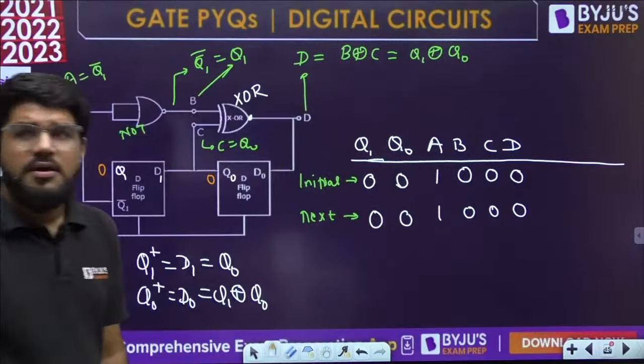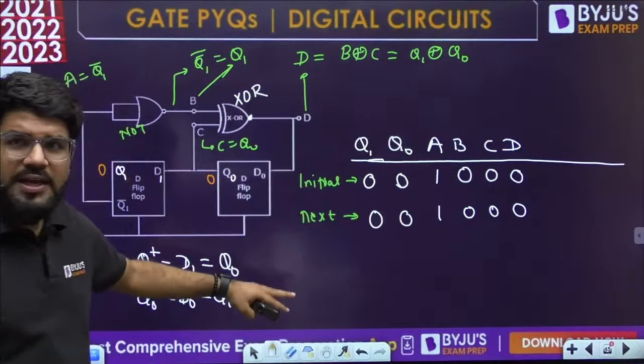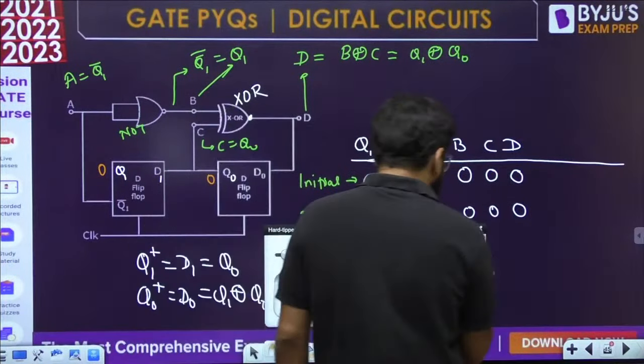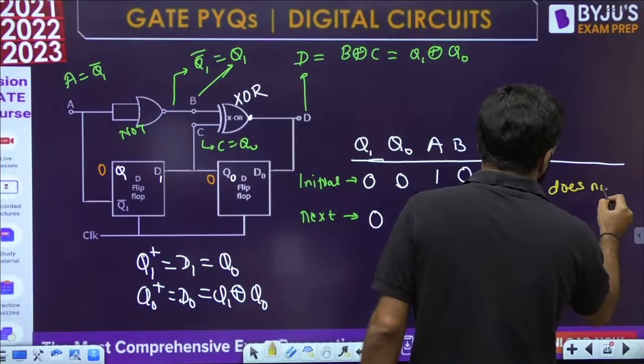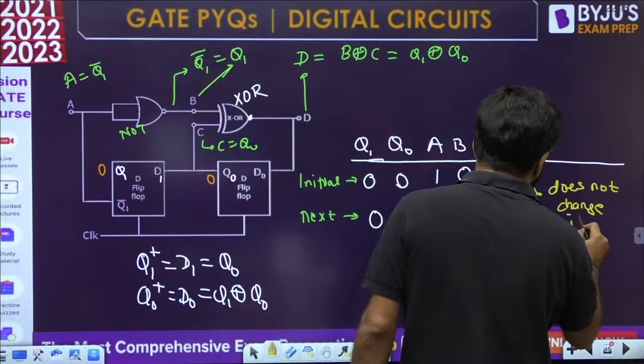Okay. So this is that value of ABCD which doesn't change with the clock. On the next clock edge the next state should come, but since the next state is the same, it is like a lockout problem. So this particular combination of ABCD does not change with the clock.